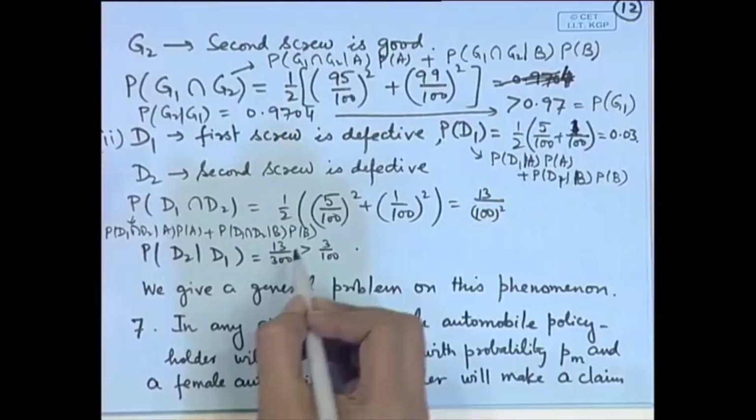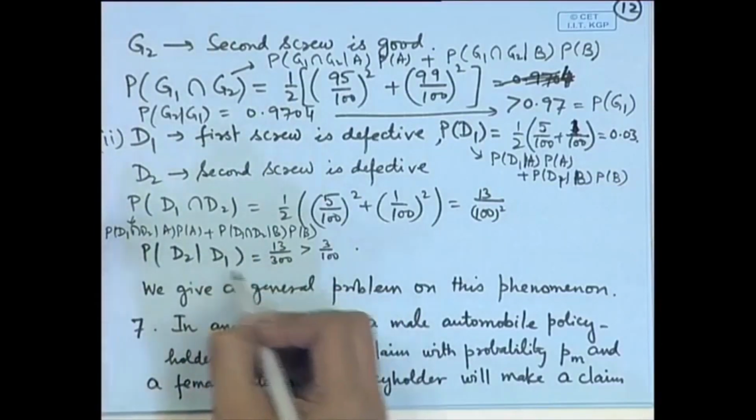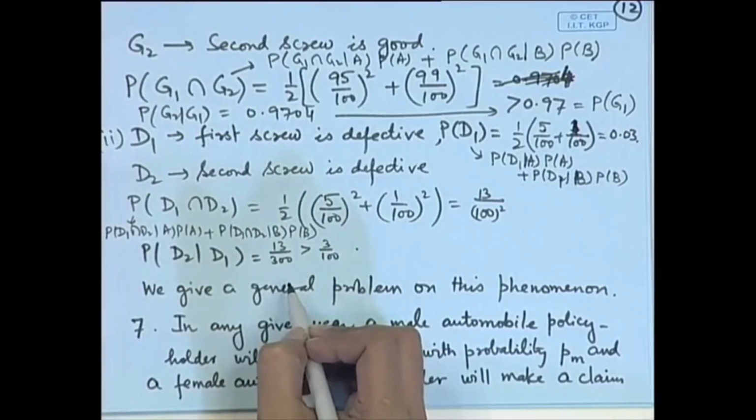What does it mean? It means that if the first one is defective, there is more likelihood that the supplier which is giving more defectives is the one which has actually supplied it, and therefore, the probability will increase for the second one also to be defective.